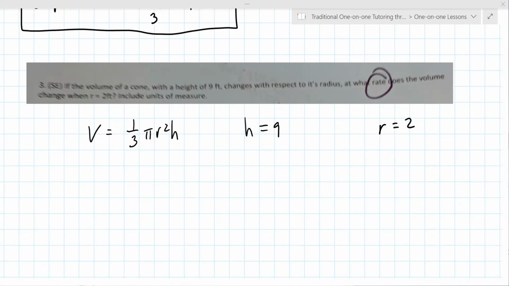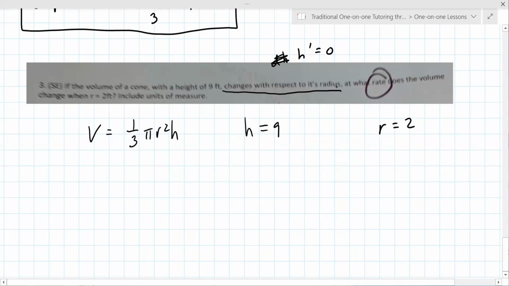Okay, the way that I'm reading this, and this is not written very well, I'm not trying to be disrespectful to your instructor, but what I think is unclear is that h prime is equal to 0, because it's telling you that it only changes with respect to its radius. In other words, it's basically telling you to treat h like a constant. And that's not the best way to write this, but that's my understanding.